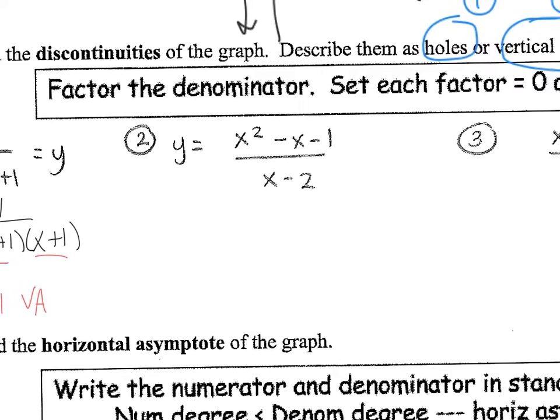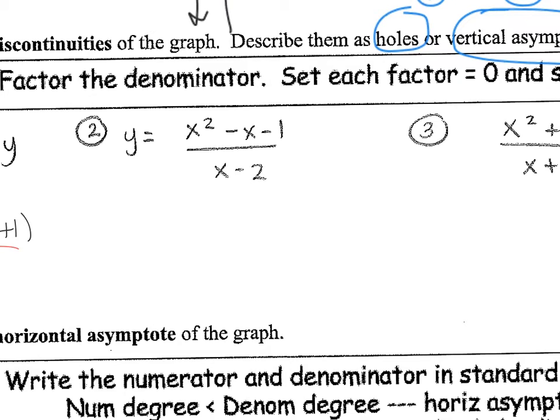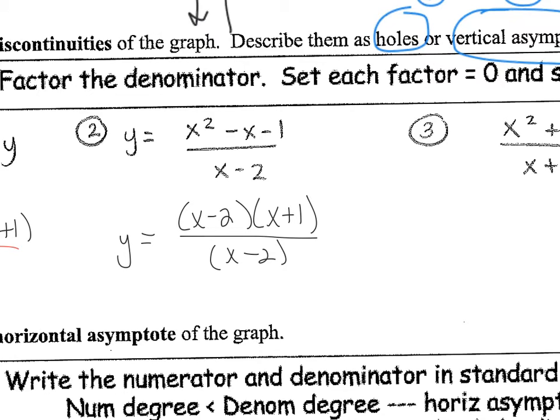Number 2, you need to factor. So I can factor out the top to be x minus 2, x plus 1, and the bottom is going to be x minus 2. In this case, you have the same factor on the top and the bottom. So holes take precedence first. So there's going to be a hole at x equals 2. And there's nothing else left to set equal to 0 in the denominator, so there's not a vertical asymptote.